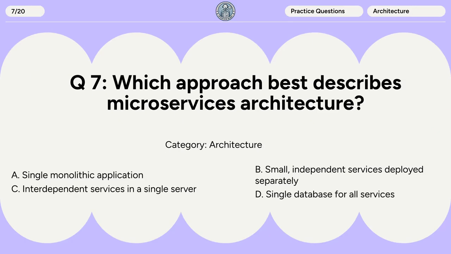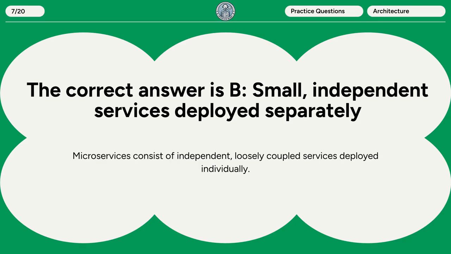Question 7. Which approach best describes microservices architecture? A. Single monolithic application. B. Small, independent services deployed separately. C. Interdependent services in a single server. D. Single database for all services. The correct answer is B. Small, independent services deployed separately. Microservices consist of independent, loosely coupled services deployed individually.